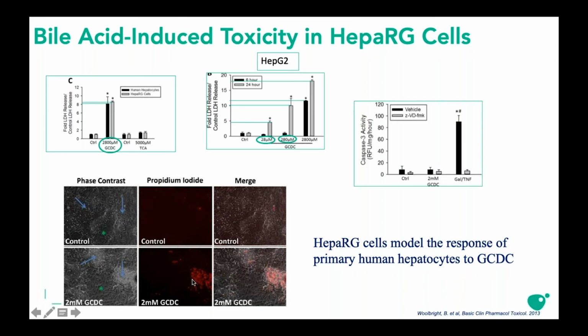Moreover, caspase-3 activity was measured in GCDC-treated HepaRG cells in the absence or presence of caspase inhibitor. GCDC didn't trigger caspase-3 activation. Again, HepaRG cells model the response of primary human hepatocytes to GCDC, previously shown to die by necrosis and not apoptosis following GCDC exposure.